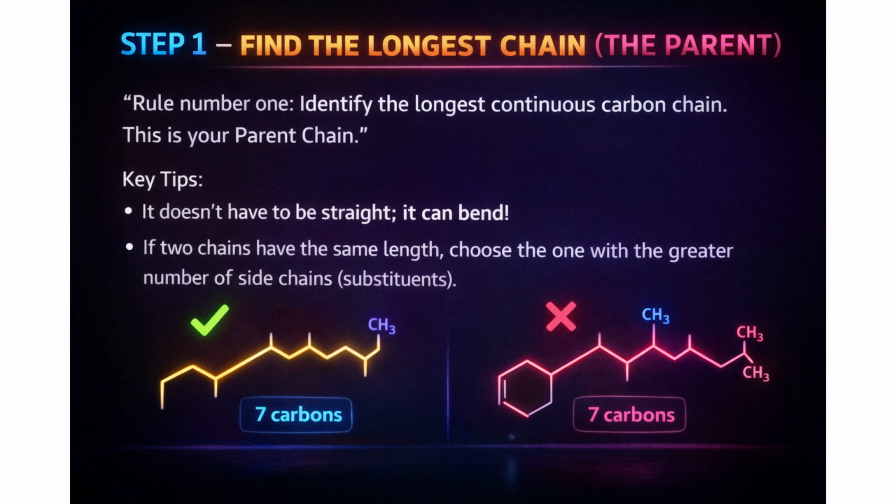But what happens if you find two different chains that are the exact same length? Here's the tiebreaker: you choose the chain that has the greater number of side chains, or substituents. Basically, the chain that is the most crowded is the winner. Once you've found that longest path, you've found the skeleton of your molecule. Now, let's see how to number it.